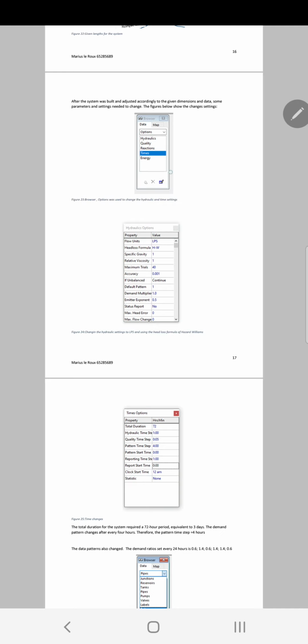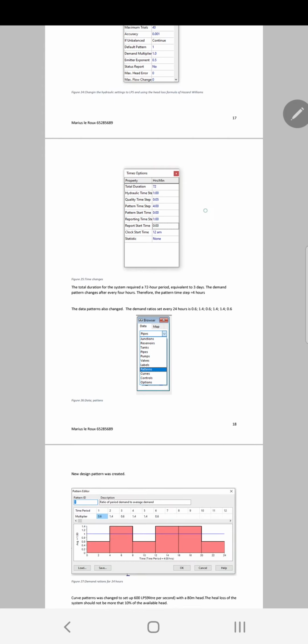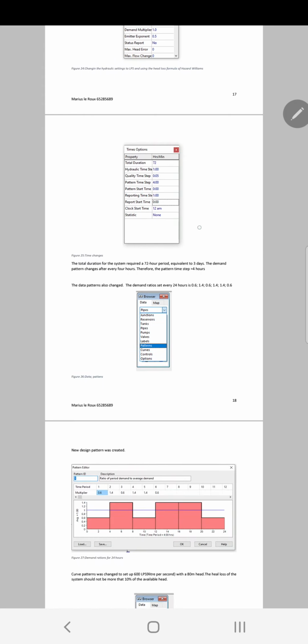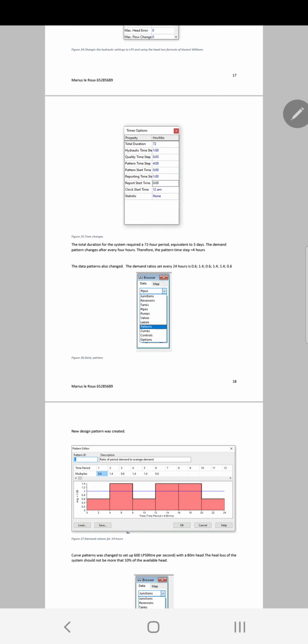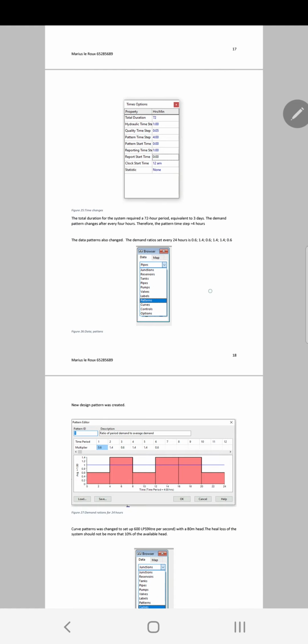We needed to set the times. We needed to make sure our flow units are in litres per second using the Hazen-Williams formula. Our time options were a total duration of 3 days, equivalent to 72 hours, and a pattern time step of 4 hours.